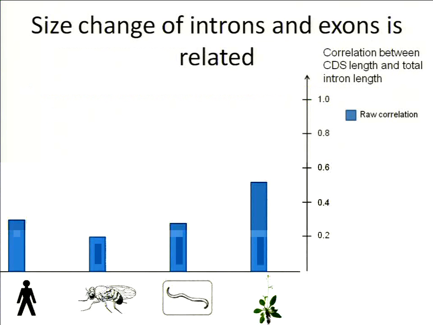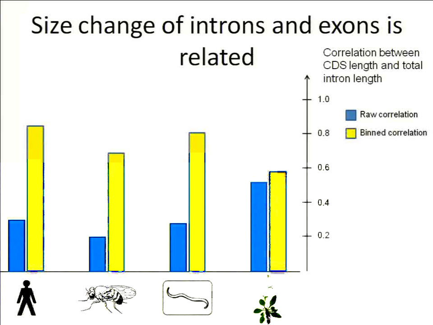Now, when we looked at compactness, we looked at coding parts, the length of exons, and at non-coding parts, the length of introns, and we wanted to see if they both increase and decrease in their length in a coordinated manner. So this is what you get if you just take the CDS length, the length of the coding part, and measure correlation with total intron length. In all cases, you get positive, highly significant correlation. But then you can remeasure this correlation using the information about expression level categories.